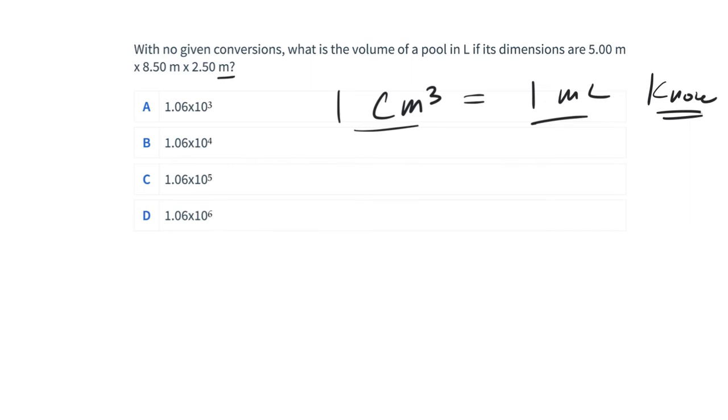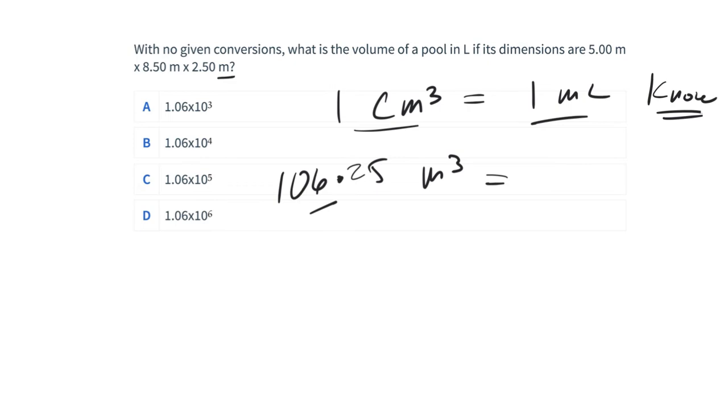Now let me solve this problem two different ways. Let me do the simpler way to get the volume, but the harder way to do the conversion. If we just take the dimensions in meters and multiply them together, 5 times 8.5 times 2.5, I get 106.25. Those are all sig fig quantities, so this should have 3 sig figs. For this number of cubic meters, I'll keep the extra decimal places around.